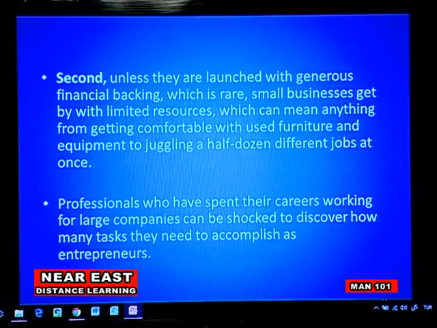Second, unless they are launched with generous financial backing, which is rare, small businesses get by with limited resources, which can mean anything from getting comfortable with used furniture and equipment to juggling half a dozen different jobs at once. Professionals who have spent their careers working for large companies can be shocked to discover how many tasks they need to accomplish as entrepreneurs.